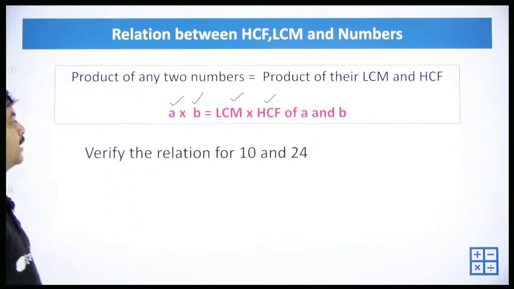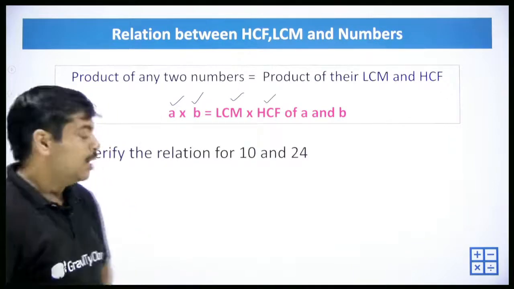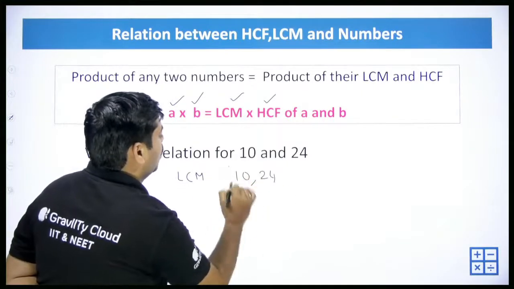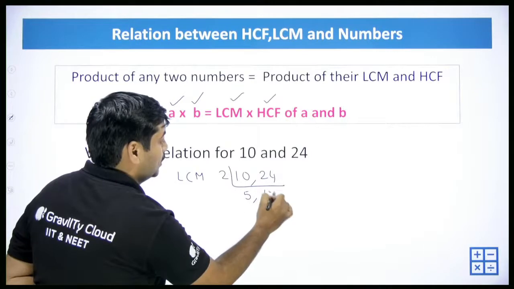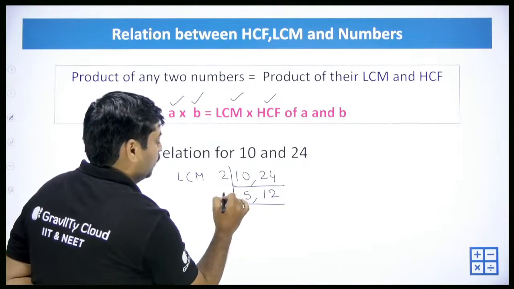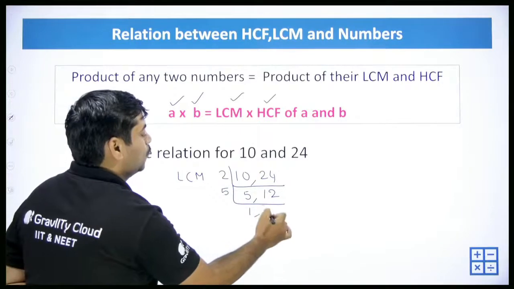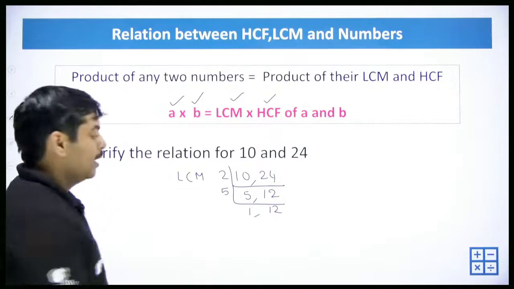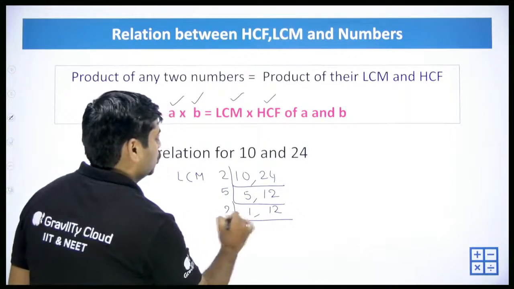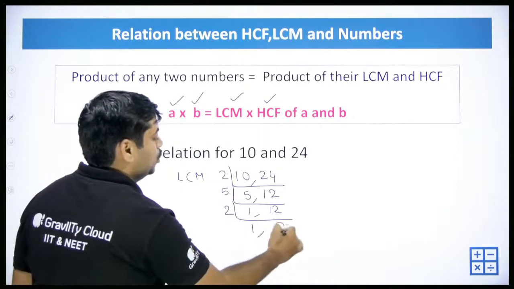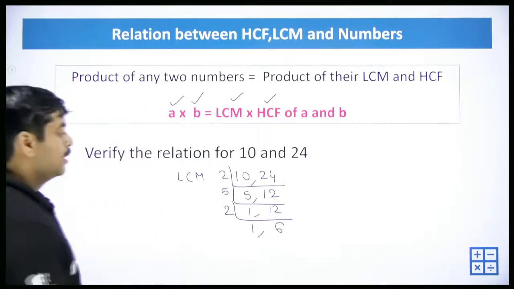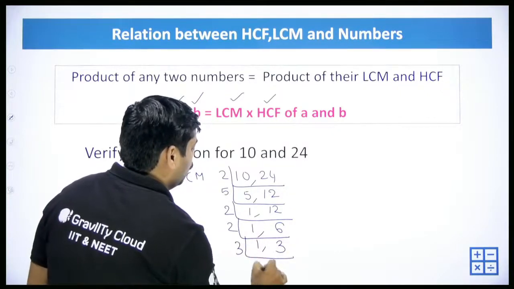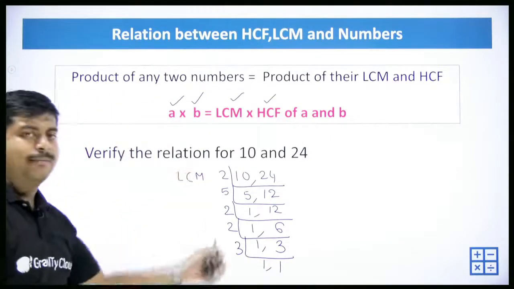Okay, let's try to take a few examples, verify the relation for 10 and 24. So let's try to understand what is the LCM of 10 and 24 using the division method. 2 5s are 10 and 2 12s are 24. Again with 5, let us divide: 5 1s are 5, and 12 remains as it is because 5 cannot divide that. Next, 12 is here, so divide with 2: 2 1s are 2, 2 6s are 12. And here again 2 1s, and 2 3s are 6, and here again 3 1s and 1. All these are prime numbers.